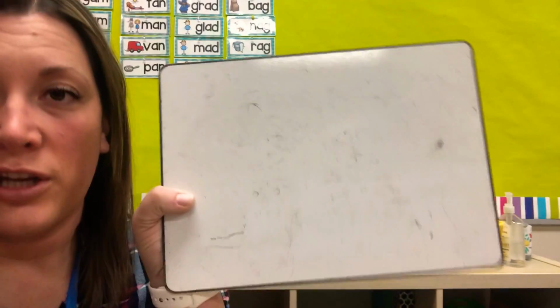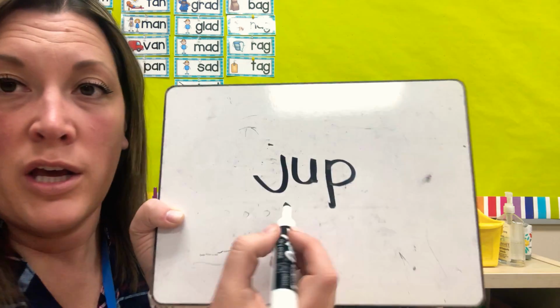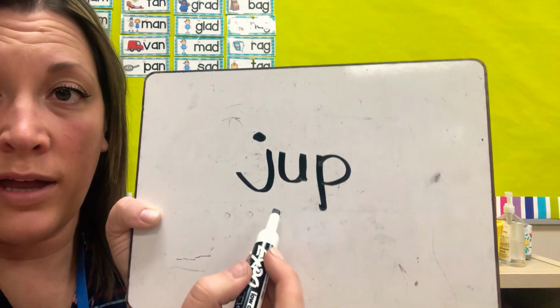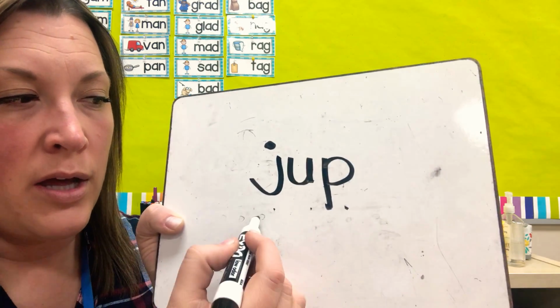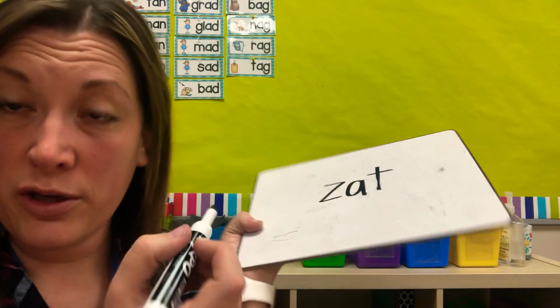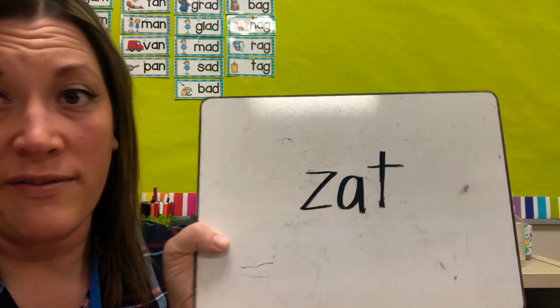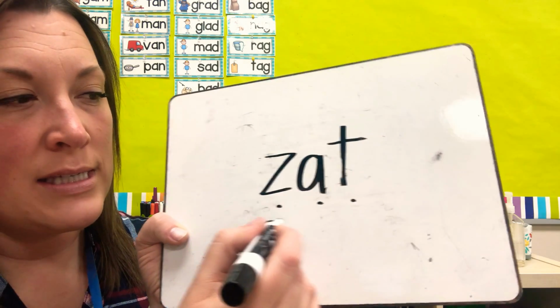So the point is that if I write a nonsense word like this, you would still be able to read it because you know the letters and sounds. Okay, watch this. J, a, p, jap. It's not a word, right? It's nonsense. It's silly. But you say each sound, and then you blend it, meaning you say all the sounds fast, and it becomes a word, even if it's a nonsense word. Ready? Z, a, t, zat. Nonsense.